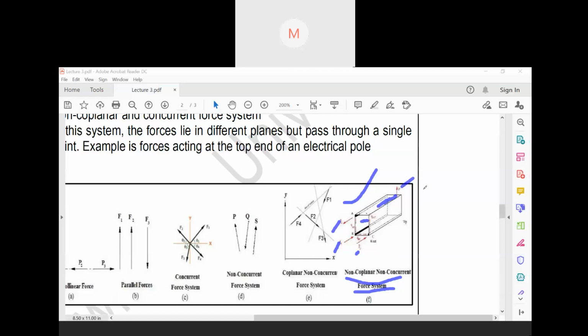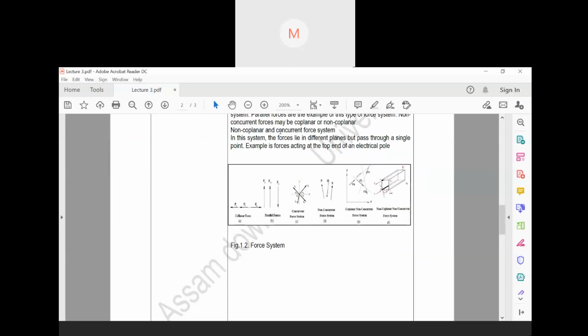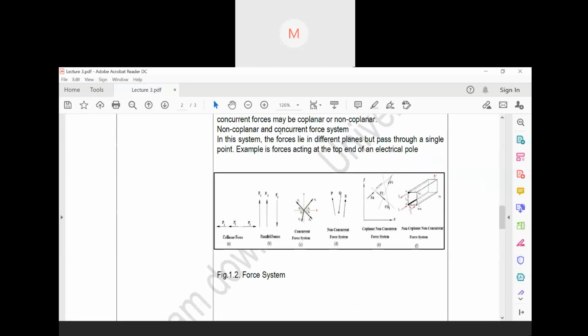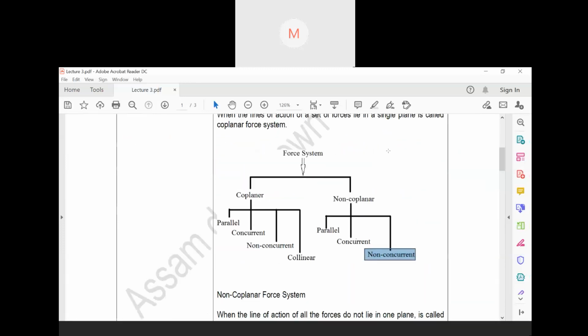And then non-concurrent. Non-concurrent, why? Because this is going upwards, right? Now these all are coming like this, like this. So eventually what will happen? They won't be joining. So if they won't join, they come up to be what? Non-concurrent. So this is why we call it a non-concurrent force system. Got it? I guess it is clear for everyone. Is it clear, everyone?